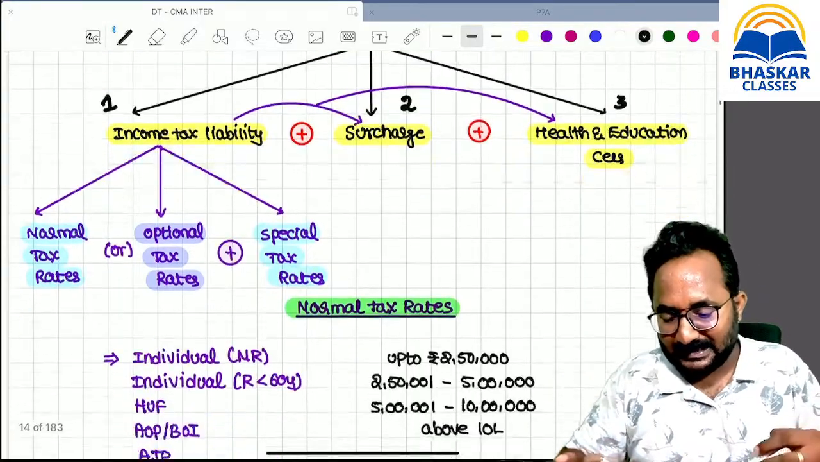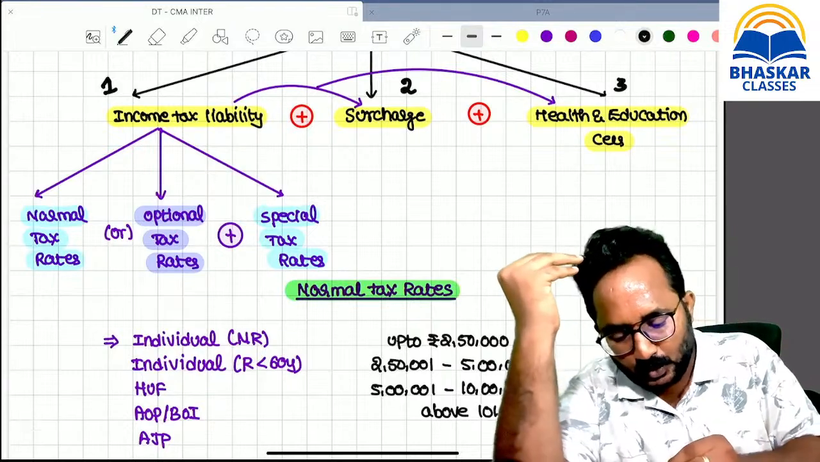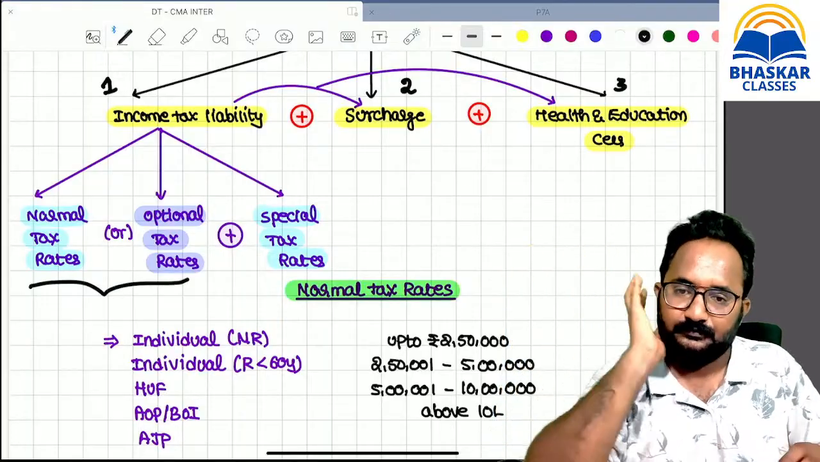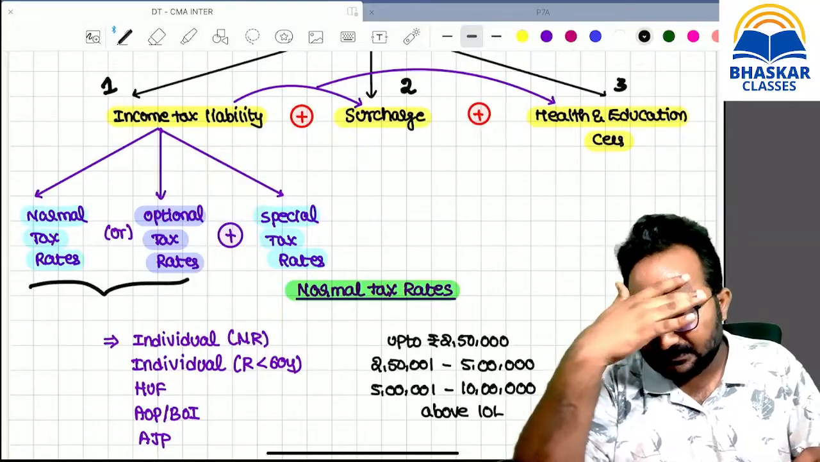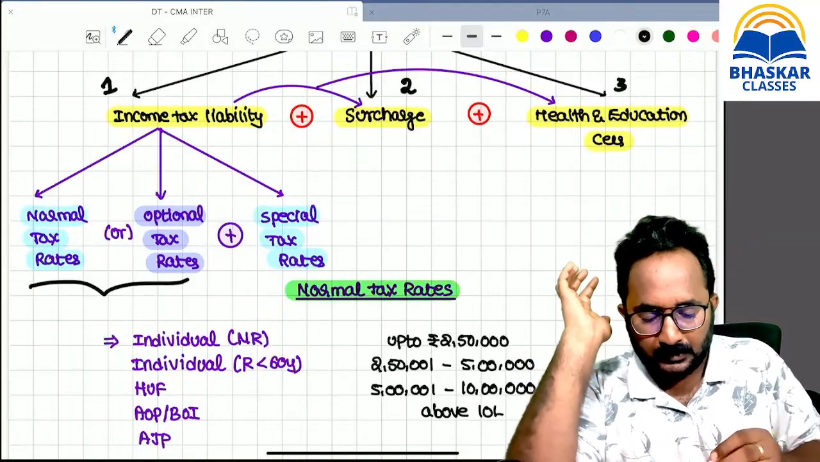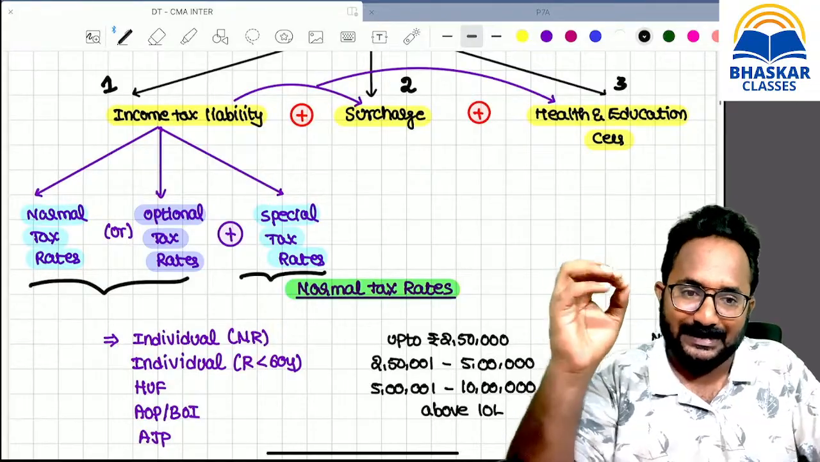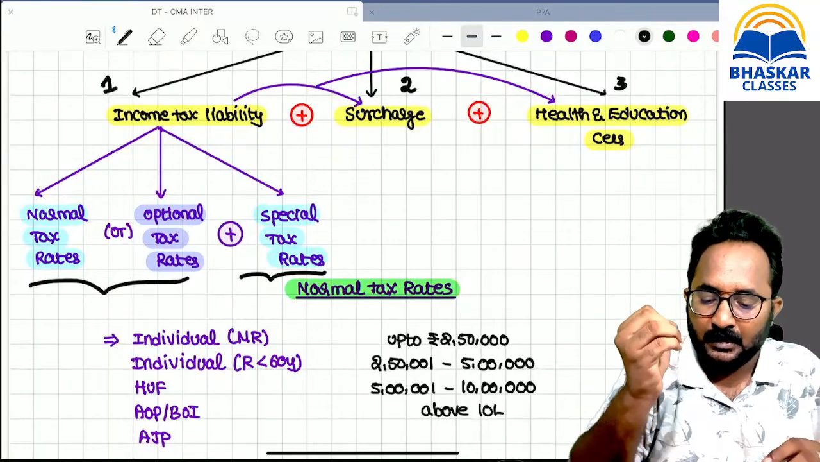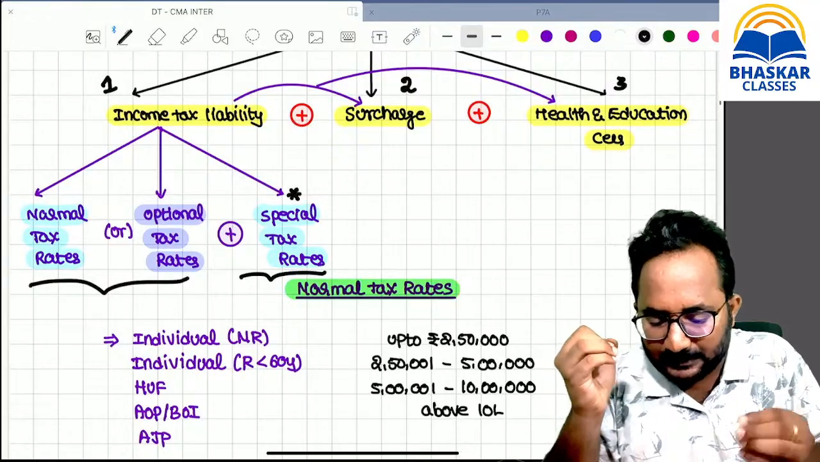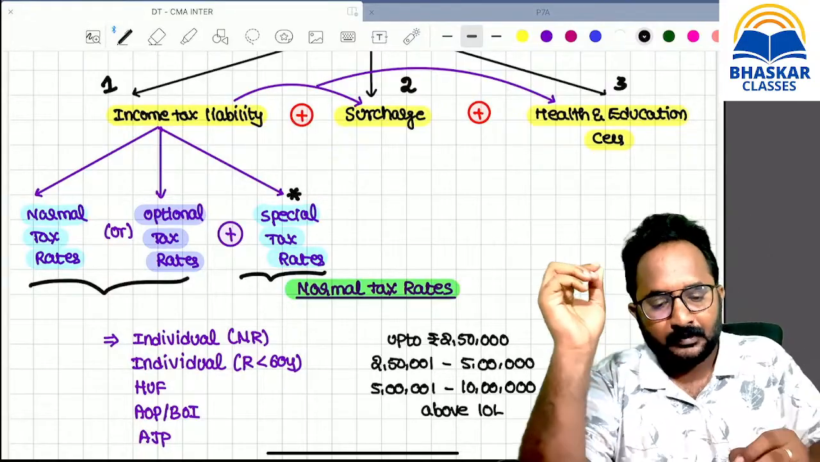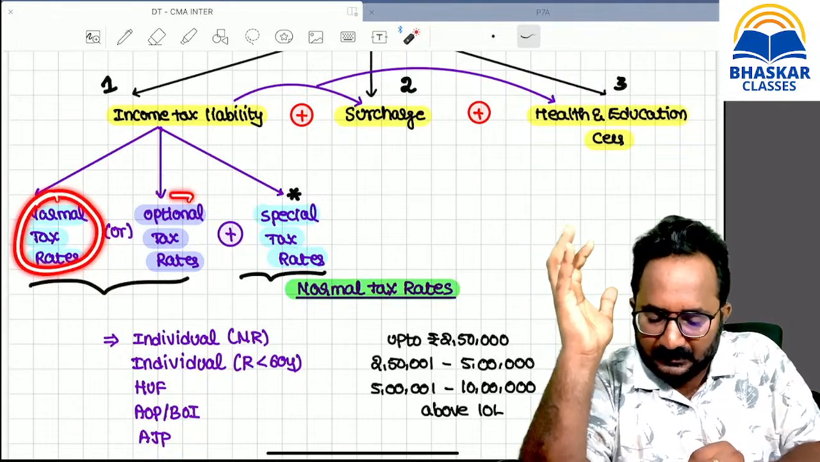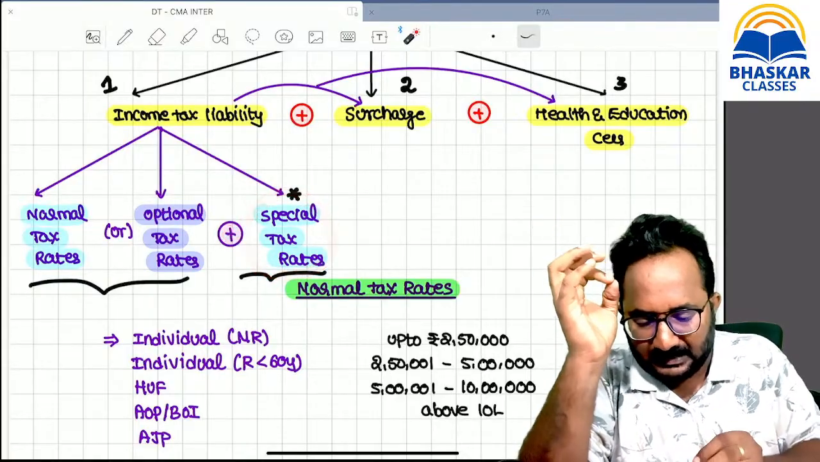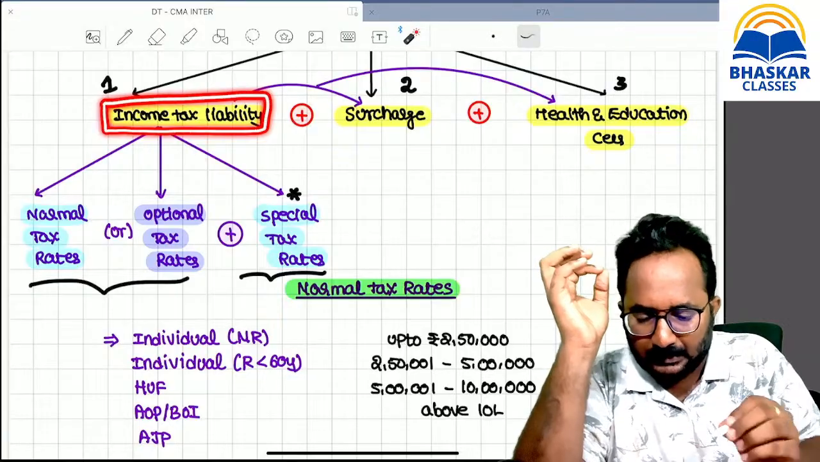For calculating that income tax liability, remember, you have normal tax rates as well as optional tax rates. Some special incomes will be there, like capital gains, lottery, crossword puzzle winnings, and gambling income. These are always taxable at a special tax rate. Remember, again I will tell you: for normal incomes you can follow normal tax rates or optional tax rates, no issue. But special incomes are always taxable at special tax rates. All together we call it the income tax liability.